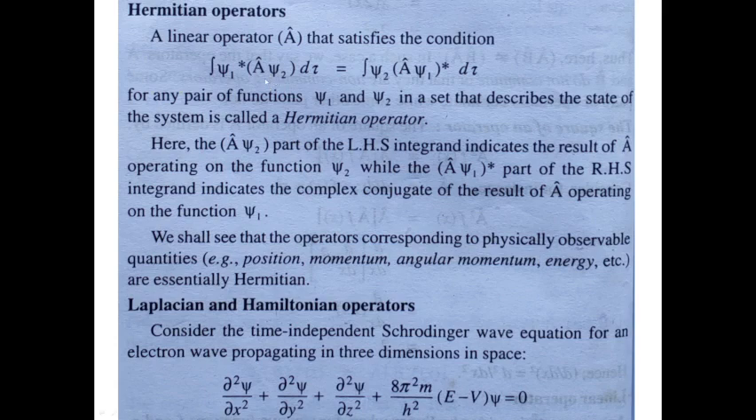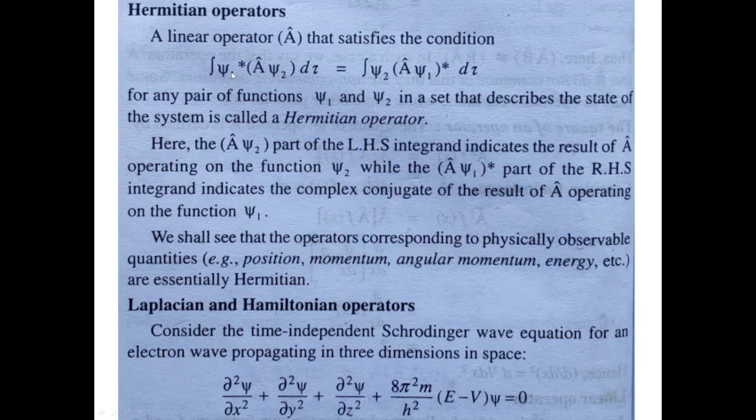So if we discuss this much now, you may not understand it properly. In the coming slides we'll explain it properly. Integral psi 1 star A operator psi 2 d tau equals integral psi 2 A operator psi 1 whole star d tau. So this means that, as I told you, integral psi 1 star psi 2 d tau means the probability of finding the electron.